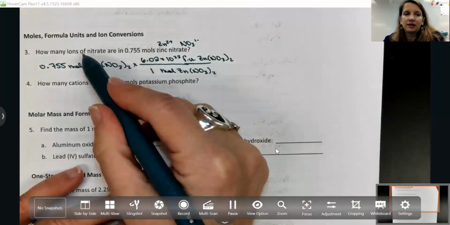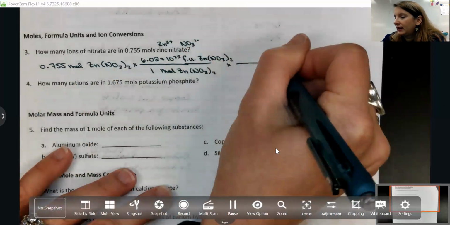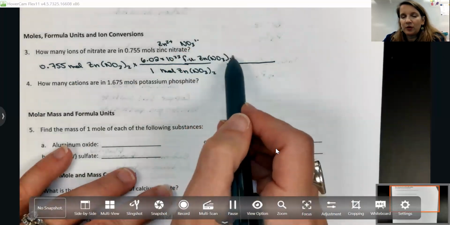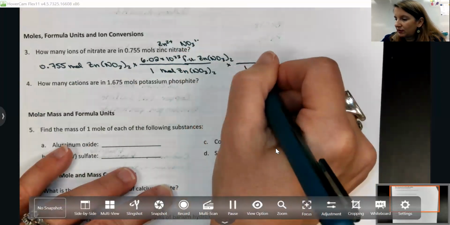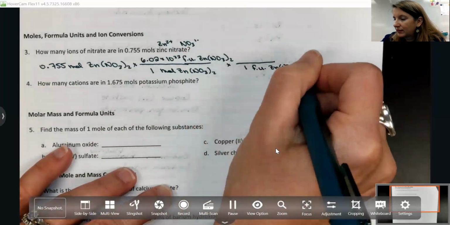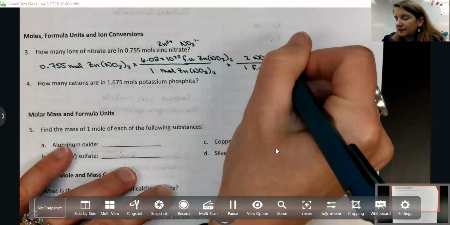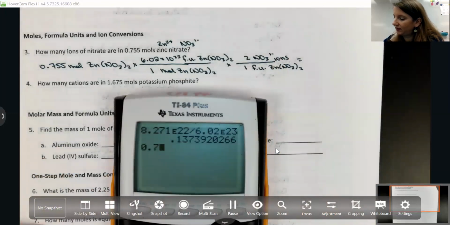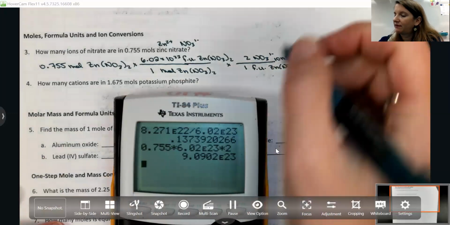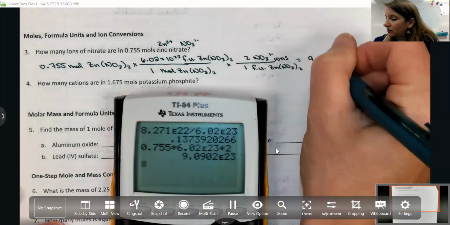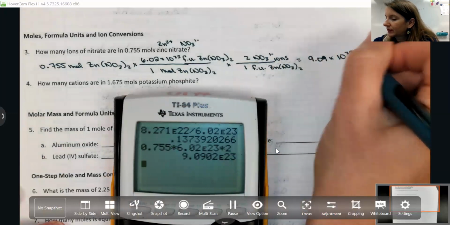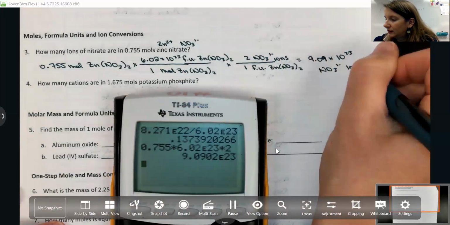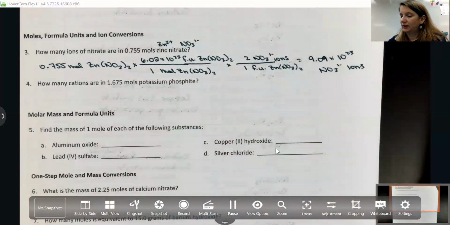That means I need to do one more step since I'm looking for ions of nitrate. And if the zinc nitrate, the Zn(NO3)2, is my formula unit, I can see that for every 1 formula unit of zinc nitrate I have 2 nitrate ions. So when I calculate then, I'm going to have 0.755. I'm going to multiply it by Avogadro's number because it's in the top. I'm going to multiply it by 2 because I have 2 nitrate ions for every 1 formula unit. I'm going to have 3 sig figs for my answer. So I have 9.09 times 10 to the 23 nitrate ions. Okay. You guys can try number 4 on your own.